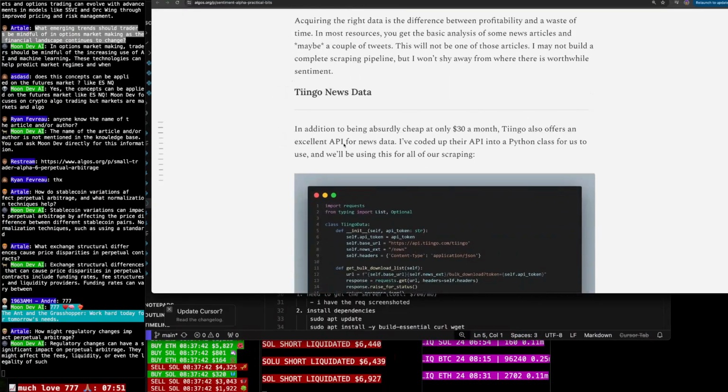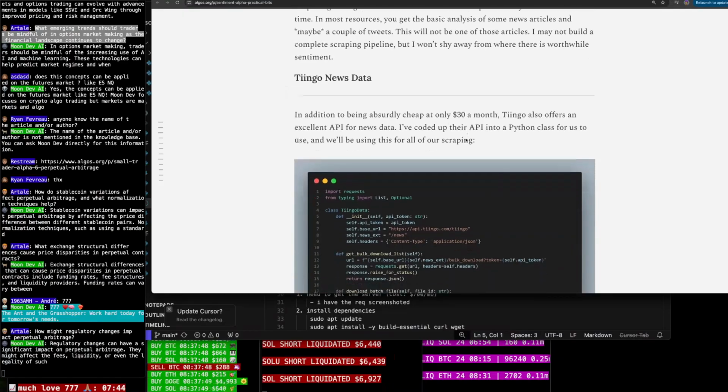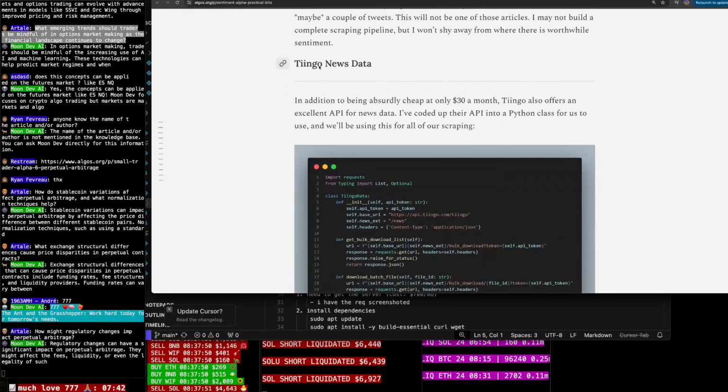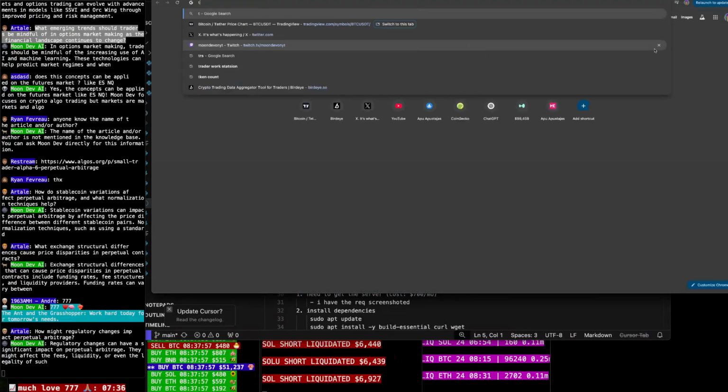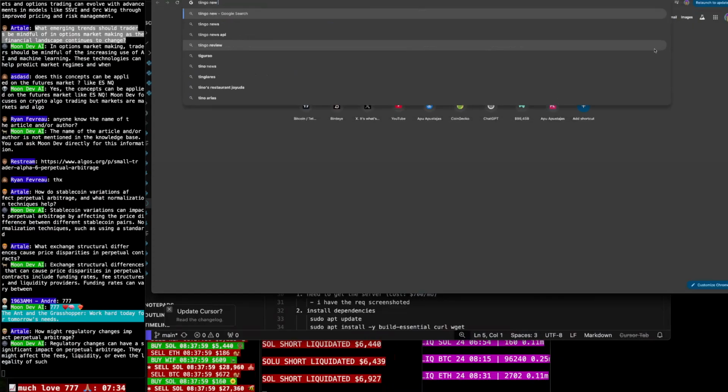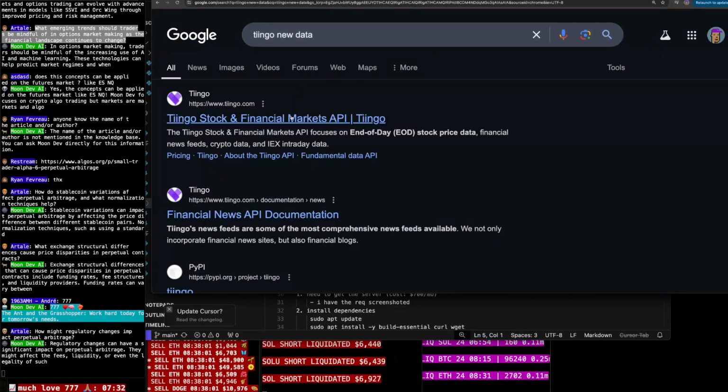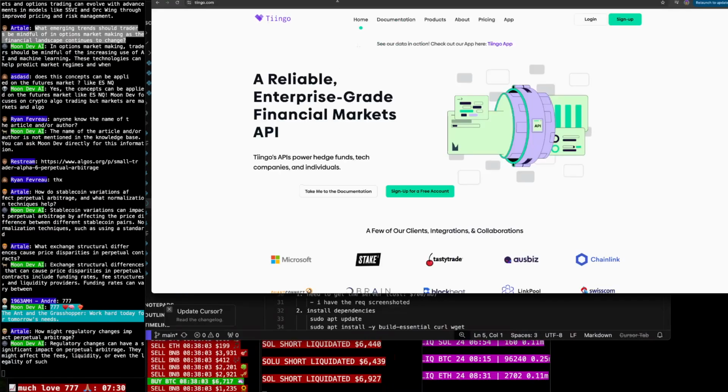Tingo news data. In addition to being absurdly cheap, Tingo also offers an excellent API for news data. This is dope. Tingo news data. All right, this is fire.